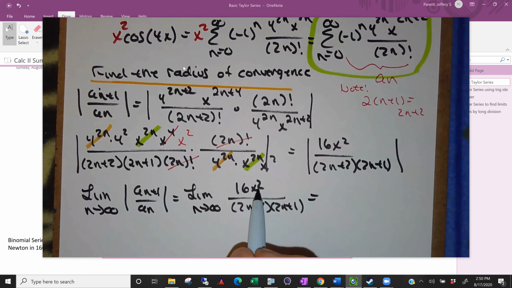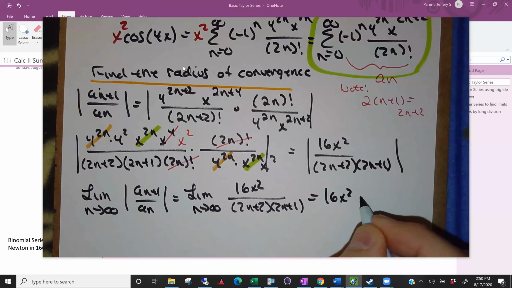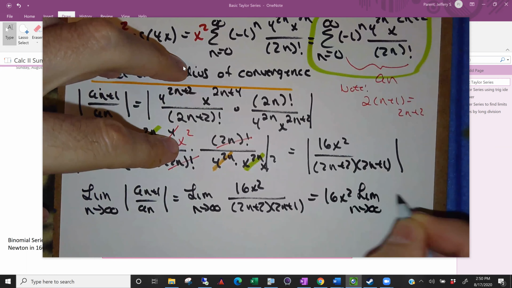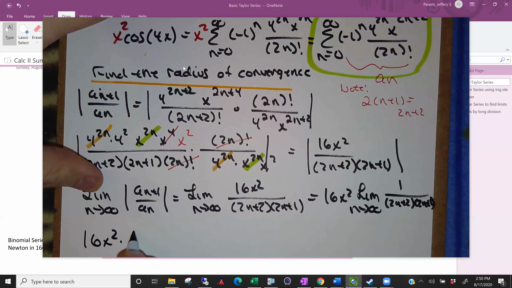This, if you want to, can come out in front: 16x squared, limit as n approaches infinity of 1 over 2n plus 2 times 2n plus 1. Sorry, I ran out of room here. What's this limit going to be? 0. Yep, it's 0.